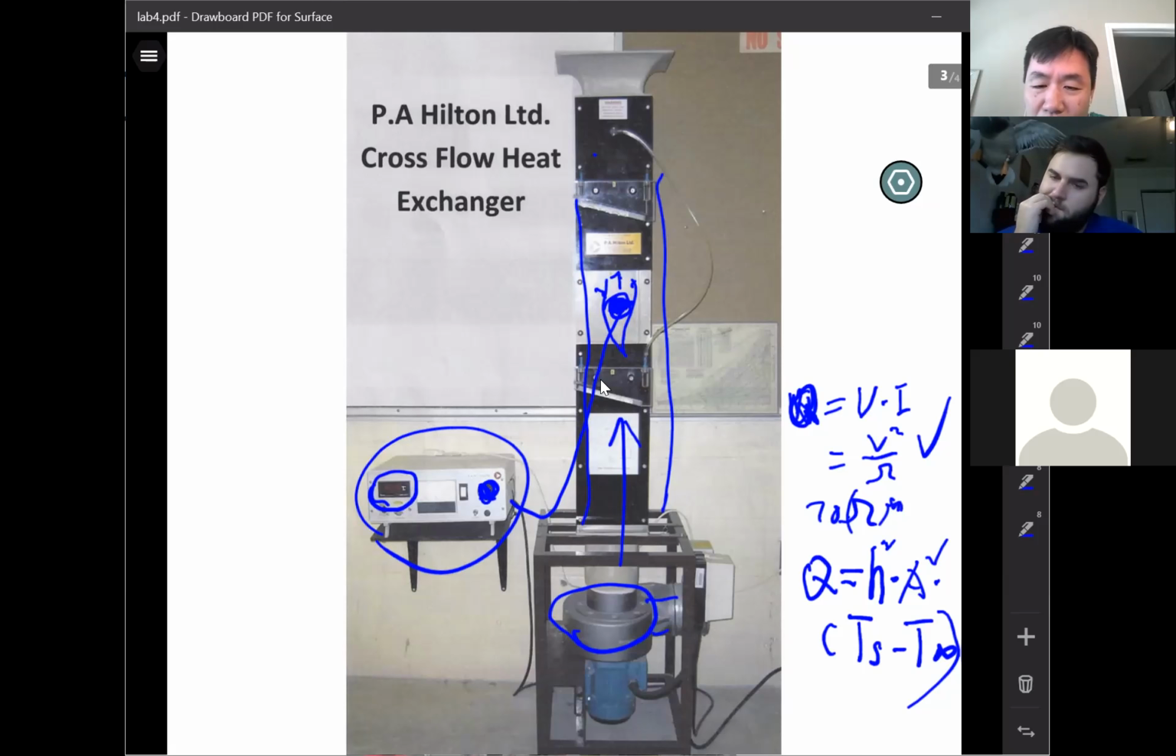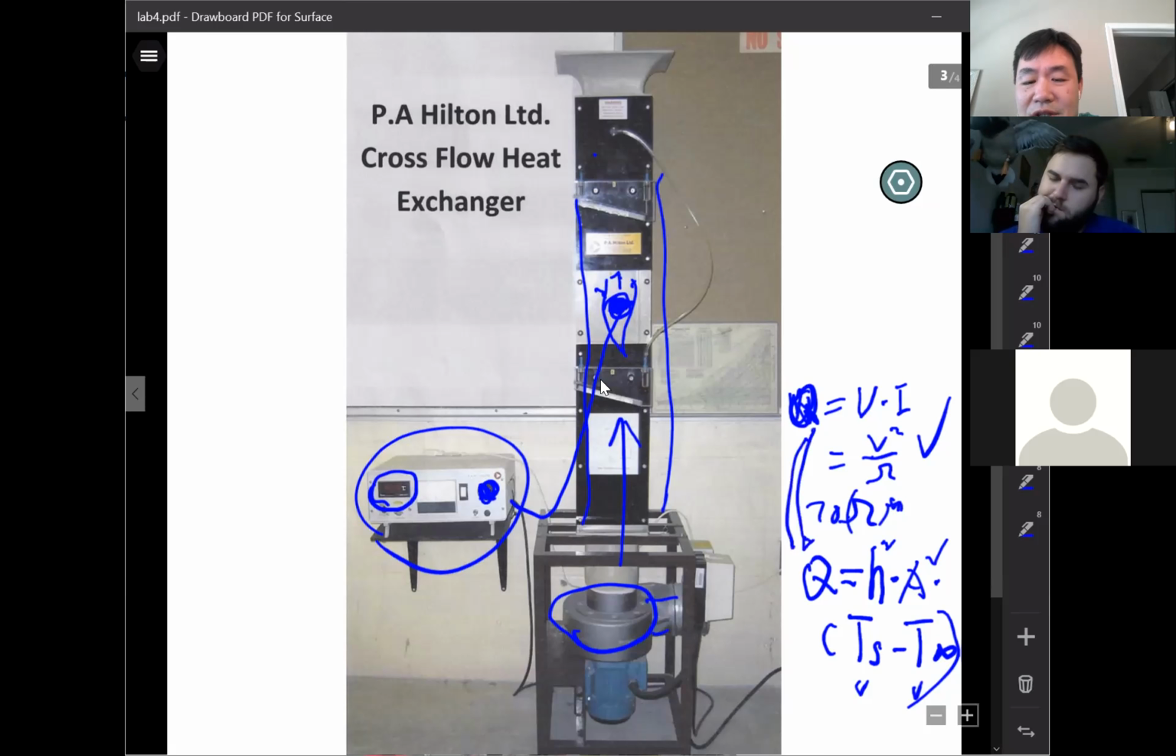So I want to calculate this based on what you can measure. The monitor here will display the TS and the T ambient. So the only thing you need to know is the Q. The Q is equivalent to the electrical heat generation. The voltage is showing on this panel. There's a needle here that shows the voltage.